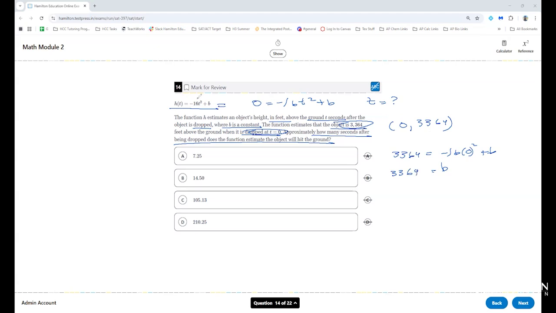Now you might have looked at that and think, wait a minute, b is the y-intercept of this parabola, and that is the initial value of a lot of problems. So that's another shortcut you could have done instead of plugging the point in.